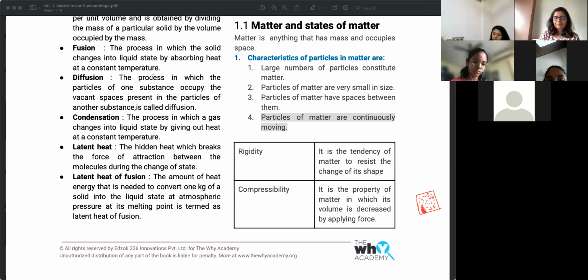So here's the definition. Process in which particles of one substance occupies the vacant spaces present in the particles of another substance is called diffusion. Here it specifies another substance. अगर वहां पे और कोई substance नहीं है, तो it's going to occupy whatever space is available in it. So even if there is air inside it, it's going to still occupy the spaces in between the air particles. So this spreading, this process of like occupying whatever space is available to it, so that is diffusion.